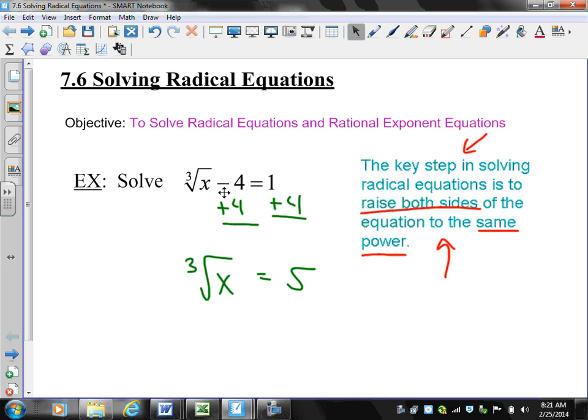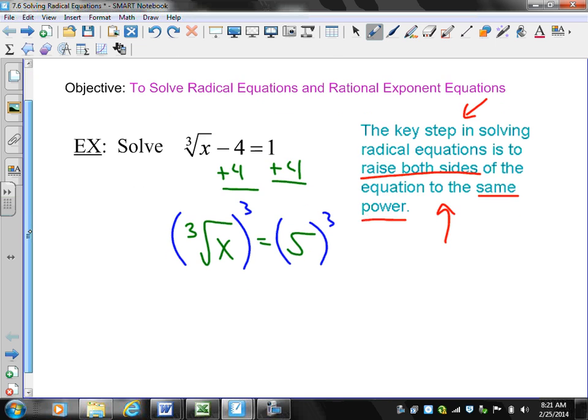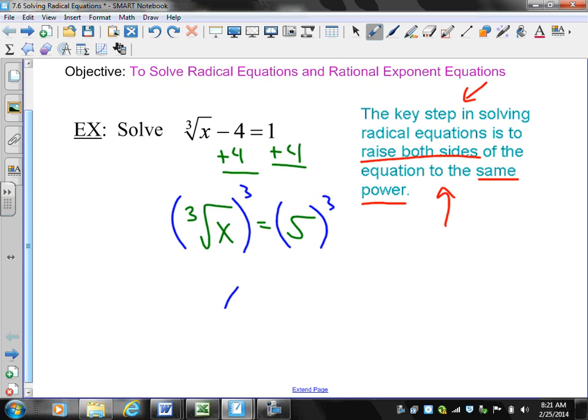Okay, now let's think about this a moment. I want to unwrap this cube root of x. So I want to think of, well, what's the opposite operation? What's the inverse operation that unwraps cube rooting? Well, cubing will unwrap cube rooting. So I'm going to cube both sides. I'm raising both sides to the third power. So when I cube both sides, look at what I get here. Well, when I cube a cube root, I get back what I started with. I get back x. And on the right side, I get 5 cubed, which is 125.